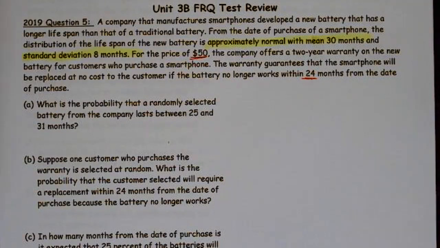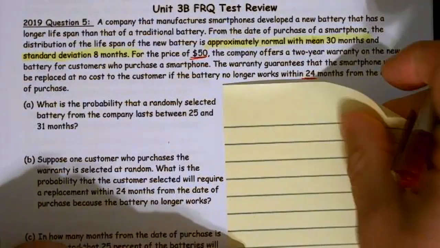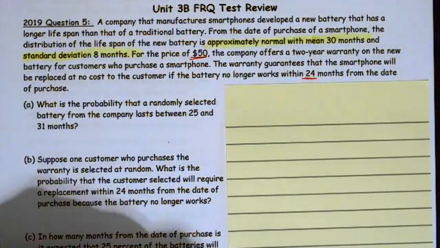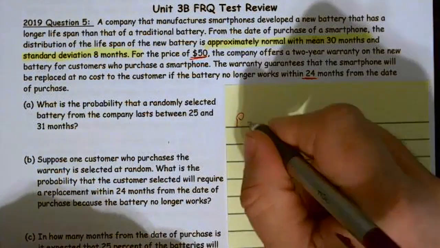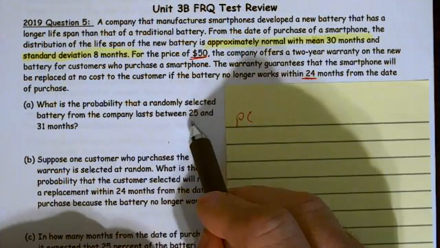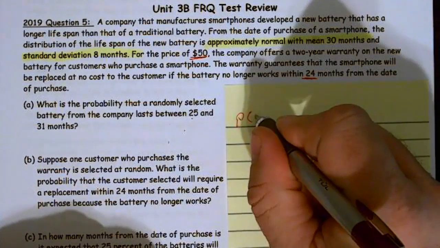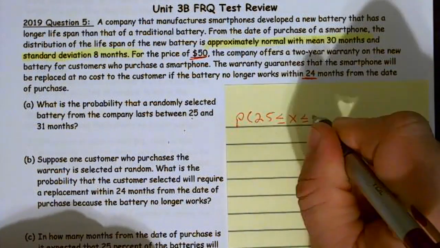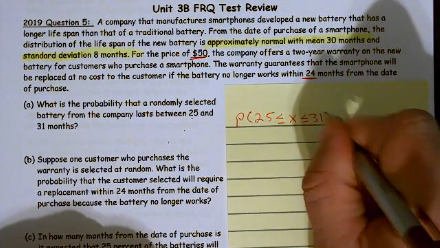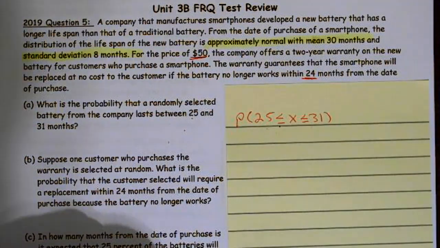All right, so I'm going through this exactly the way you get points on it. We're going to start off with the probability statement. We want the probability that X will last between 25 and 31 months. So the probability statement is 25 is less than or equal to X, less than or equal to 31. If you want to just do probability less than statements, that's fine as well. So there's my probability statement.